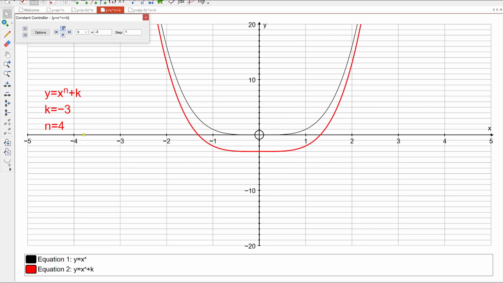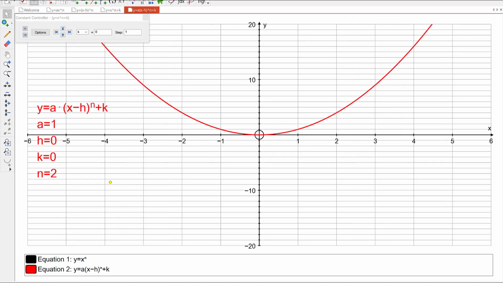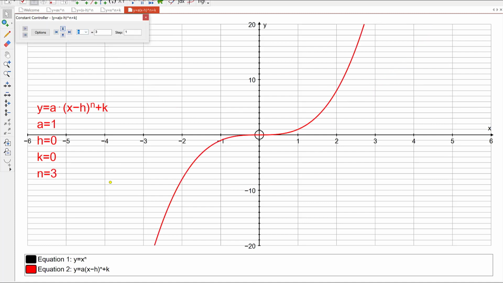Alright, and then finally we can put all of that together if we change our value of n. Oh sorry, we're in the wrong one again. If we change n now to be the cubic, we can combine all those things together. We can dilate it a bit, we can then also translate it to the left or right, we can also translate it up or down, and we can create a whole different cubic function.